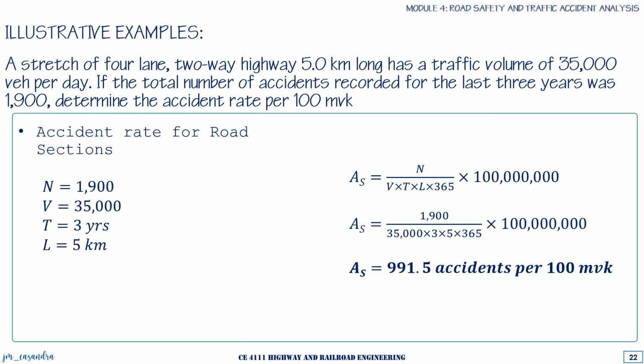Okay? So with that, we are given now N, which is 1,900. V is 35,000. Our time frame for the recorded number of accidents is a period of 3 years, so T is 3. We have a length of the section of 5 km. So just substitute this in our equation. So we now arrive at 991.5 accidents per 100 MVK, or that's 100 million vehicles per kilometer.